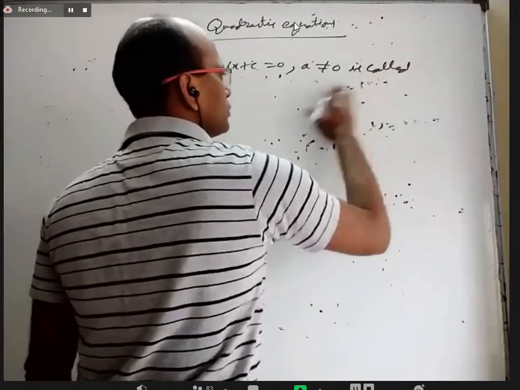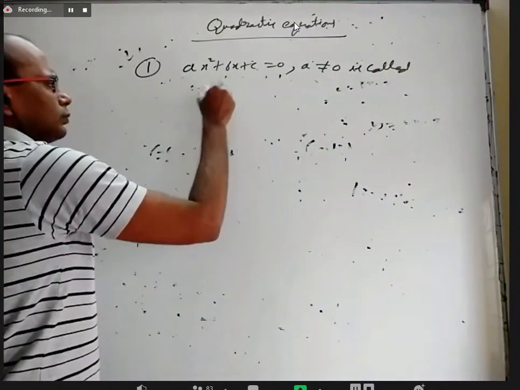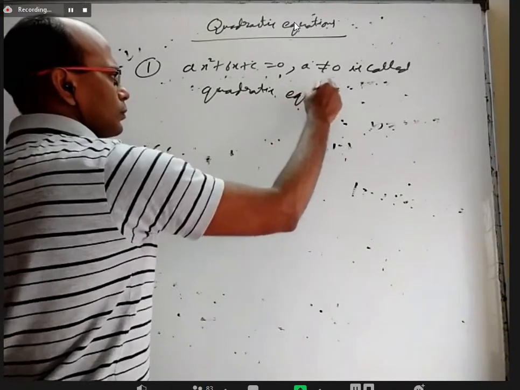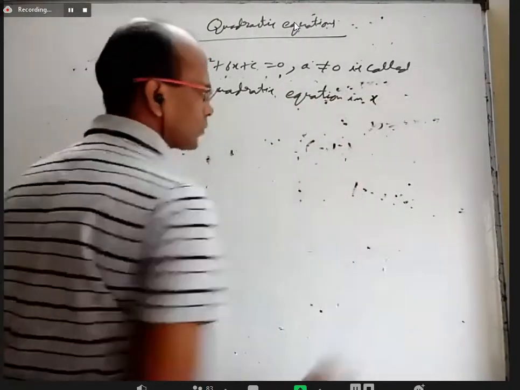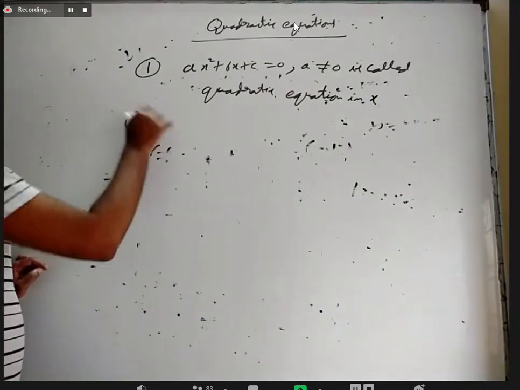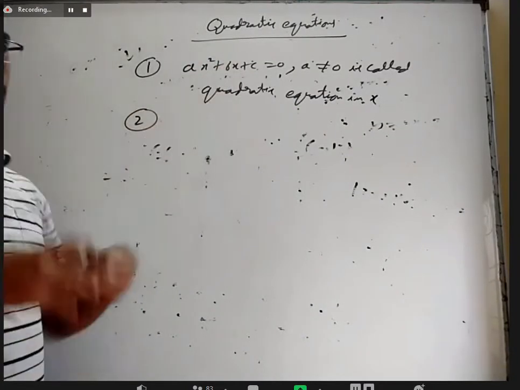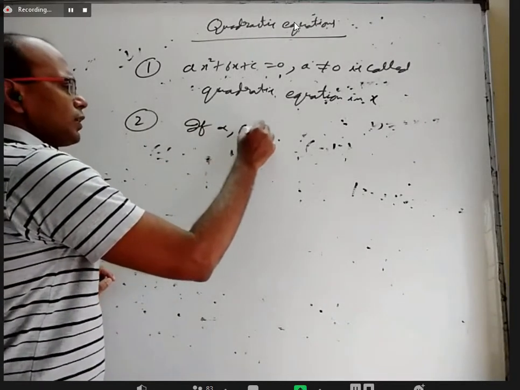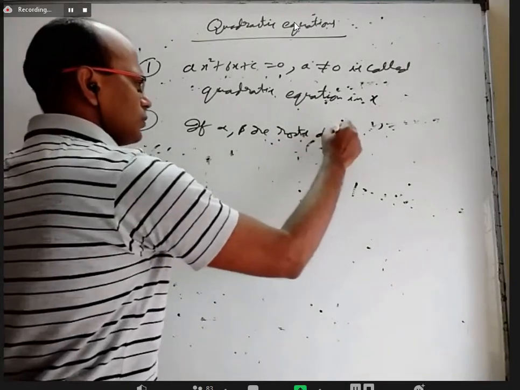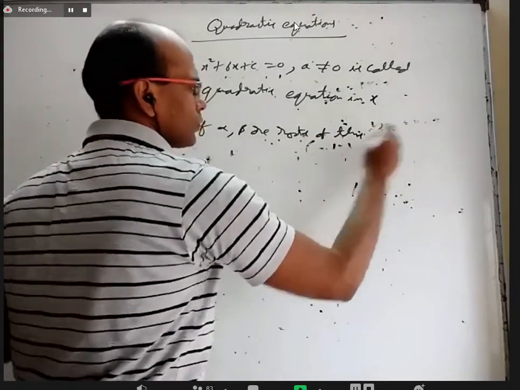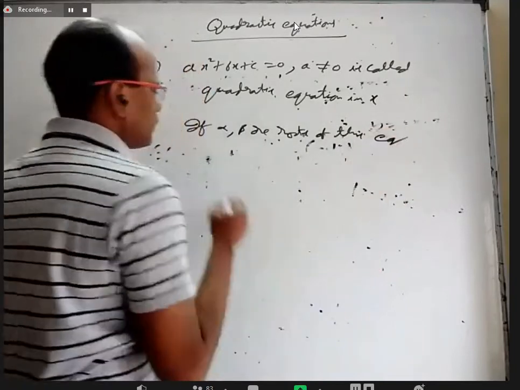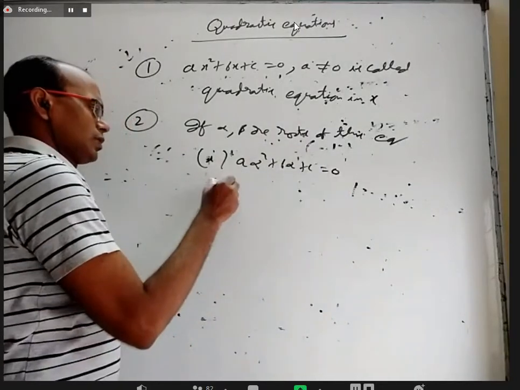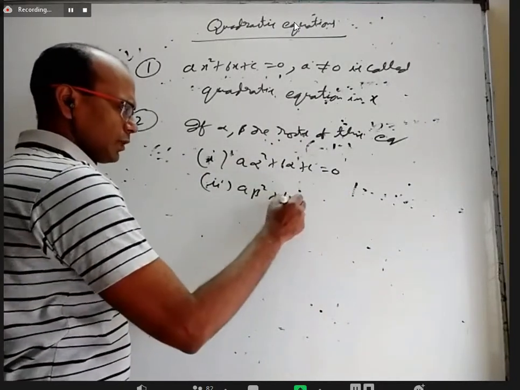quadratic equation in x. I don't have to write that if a number satisfies this equation, it is called a root. Or I can just write, if alpha, comma, beta are roots of this equation, first, a alpha square plus b alpha plus c is 0. Second, a beta square plus b beta plus c is 0.